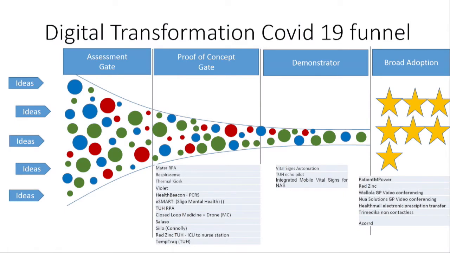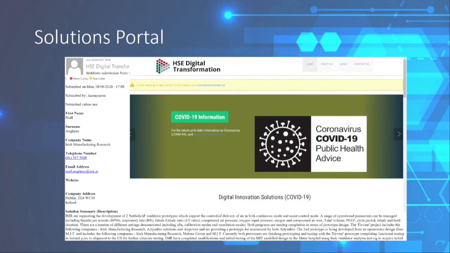So after the first wave of COVID, this is probably a snapshot from about June. This is what our pipeline looked like. We had many more proof of concepts. We had more demonstrators, but most importantly, we had a number of applications and solutions that were broadly adopted. And I'm going to talk about some of those examples. So the next one, please.